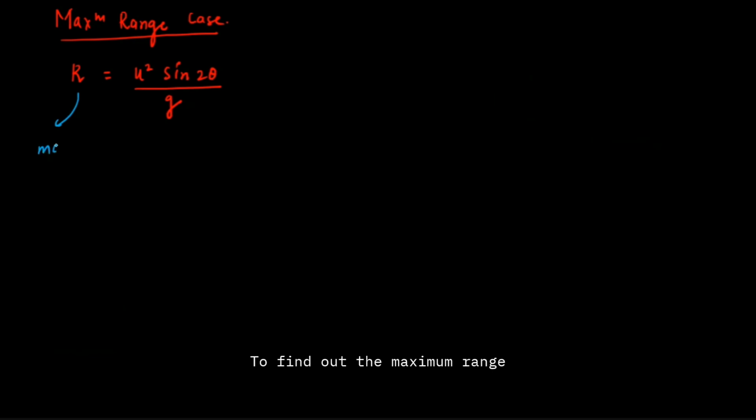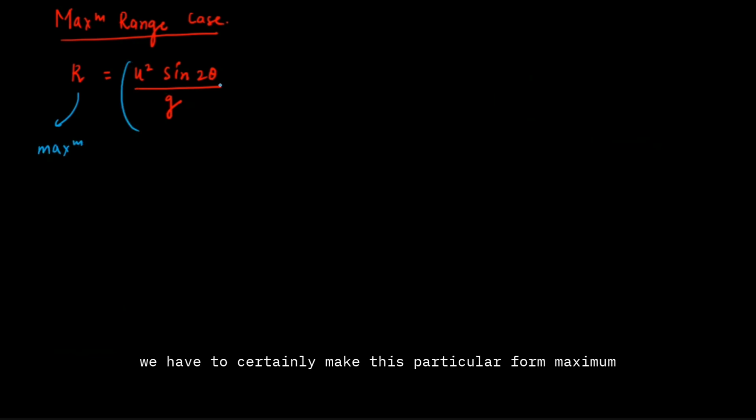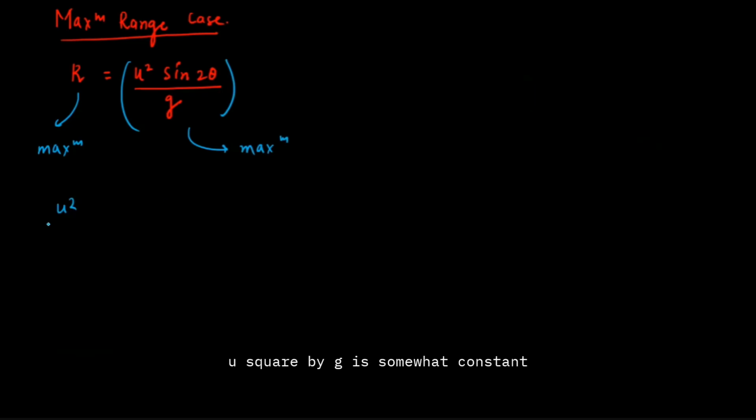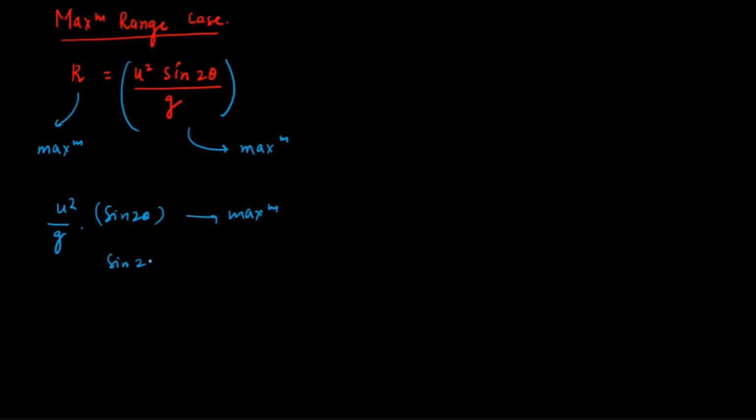So in order to find out the maximum range, we have to make this particular form maximum. The u square by g is somewhat constant, so only sine 2 theta varies. If we make it maximum, we'll have maximum range. But sine 2 theta needs to be maximum. So what is the maximum value of sine theta?